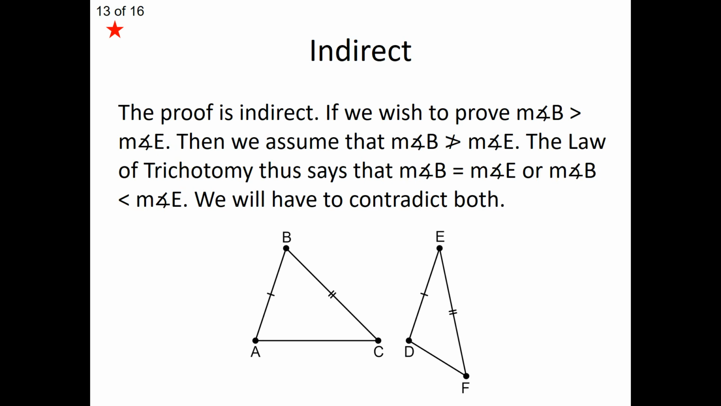Well, our proof statement is that we want to prove that angle B is greater than angle E. So what do we assume? We assume that angle B is not greater than angle E. Then by law of trichotomy, there are two other options. Angle B could be equal to angle E, or angle B could be less than angle E. What we have to do in our proof is contradict both of those. So on the next slide where our proof unfolds, you're going to see that I have to contradict both angle B and angle E being equal and angle B being less than angle E. Let's take a look at our reduction.